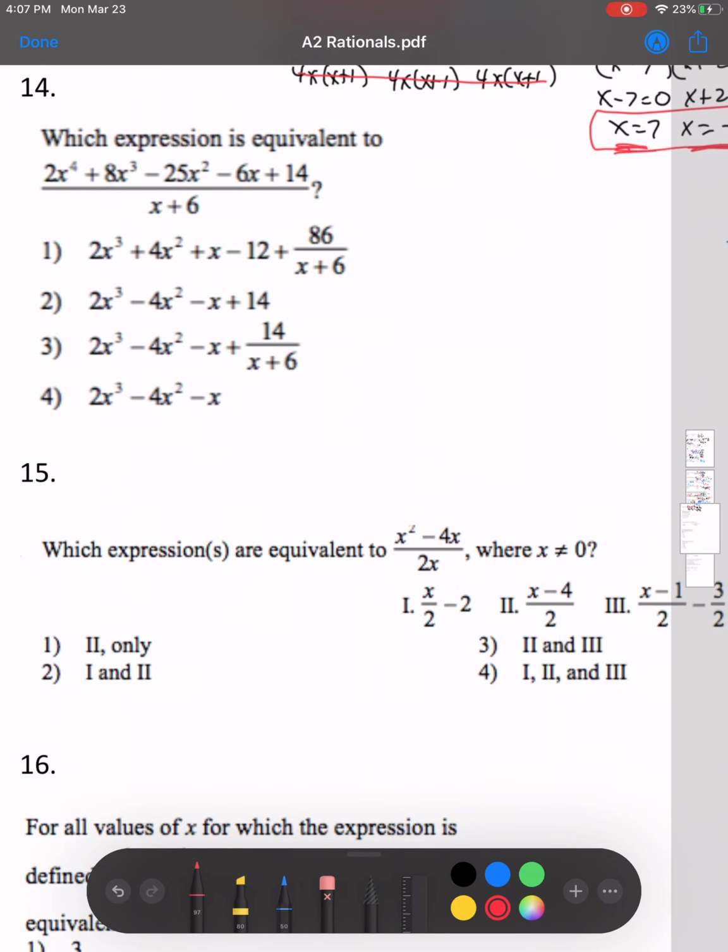Number 14 is one of those problems that I should not have put on there. My apologies. This is a division problem. You don't know how to factor the numerator. So we're going to take the backdoor approach, which says plug in your favorite number greater than 2. So I'm going to plug in a 3. So everywhere I see an x, I'm going to put a 3.